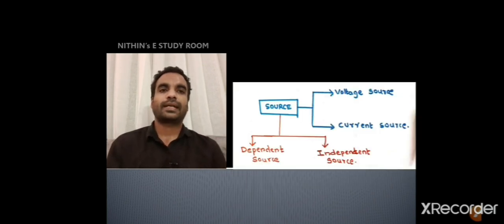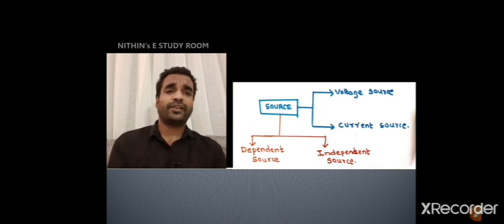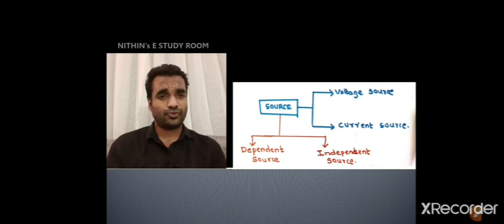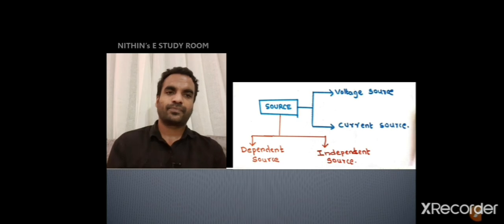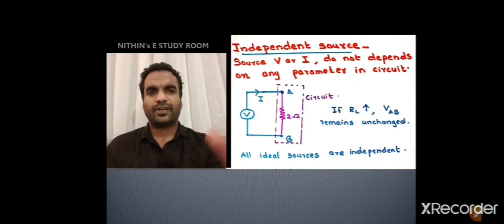Now I am classifying the sources in two ways. First way, we have already done voltage source and current source, and another way we have done dependent source and independent source. So this is very interesting. What is dependent and what is independent? Independent means, you can see the figure, it is very clear.